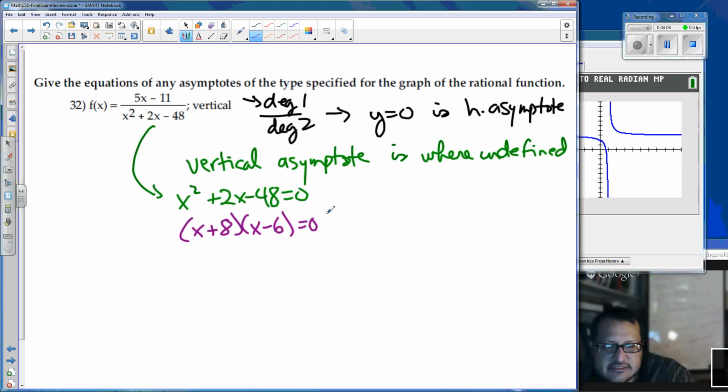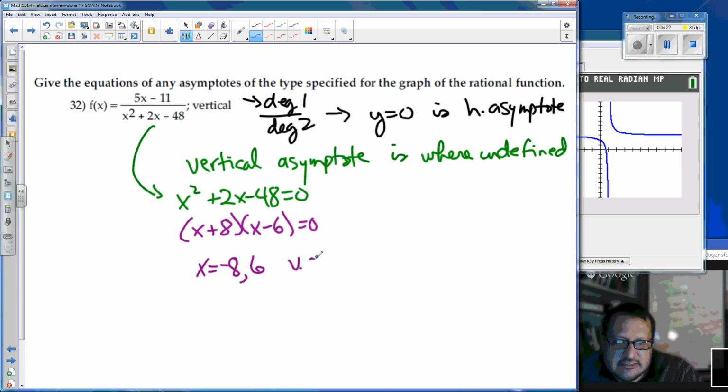I'm going to check it just in case. 8 times -6 is -48. 8x minus 6x is 2x. So at x equals -8 and x equals 6, we have our vertical asymptotes.